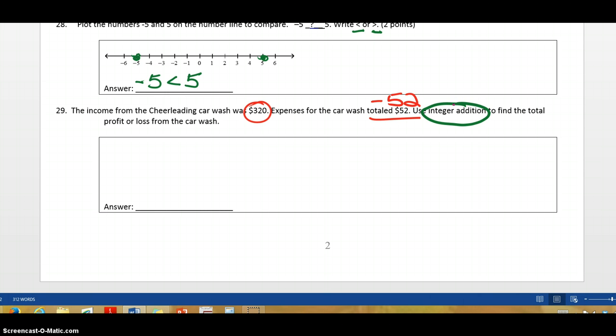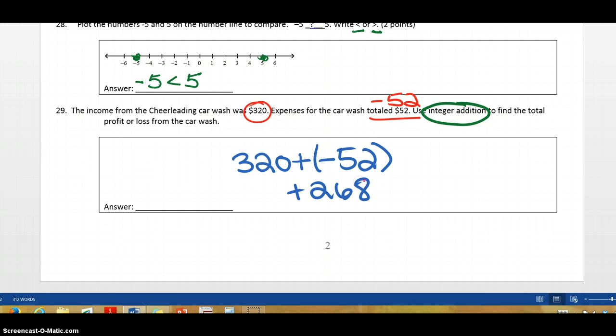Now this is where our complete sentence would come into play. Now we know that we earned $320 from this car wash. Now since we have to use integer addition, we need to have that addition sign in our expression. That's the most important part here. Now we're adding our total expenses. So it's a -52. So we're adding a negative on here. Now we're using our addition rules. We see that we have more positives than we do negatives. And the difference between 320 and 52 is 268. So we end up with a positive 268.